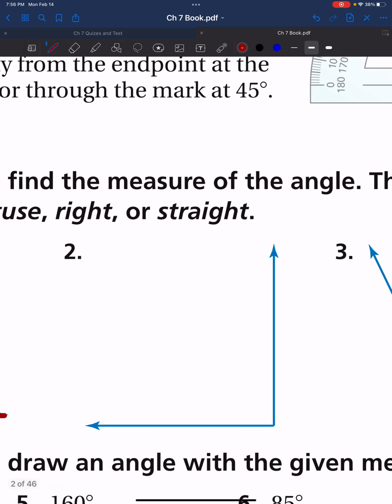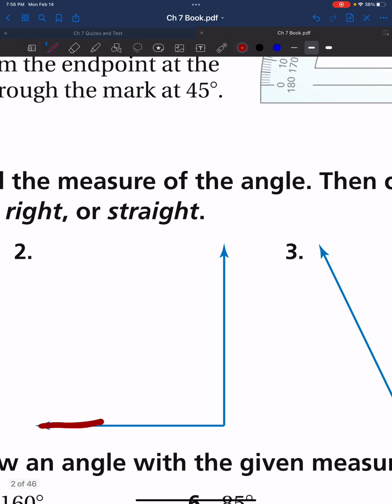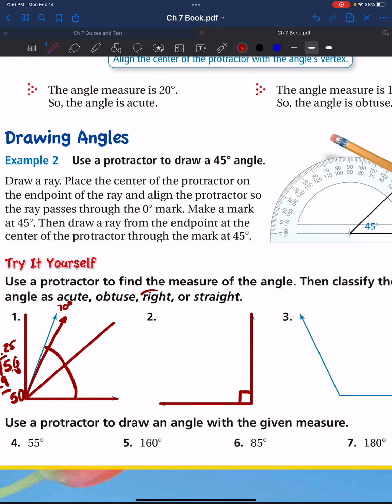Okay, number 2. This is a perfect right angle. So we would call that a right angle. Don't say square. That's what you learned in 4th grade, when you called that a square corner. I feel like that's silly. Don't call it a square corner. Let's just call it a right angle now.